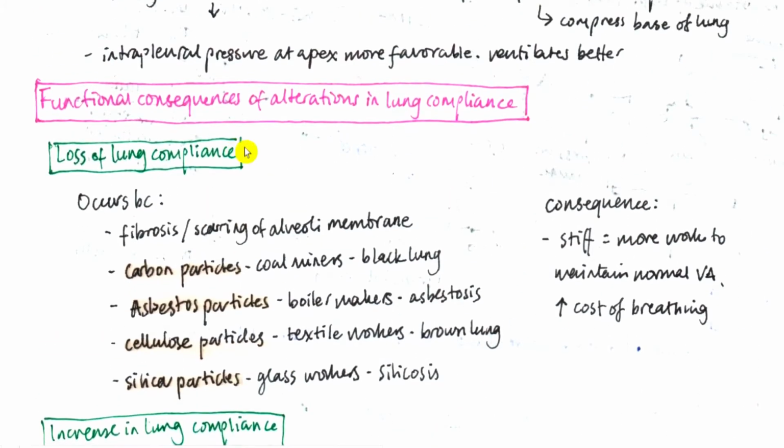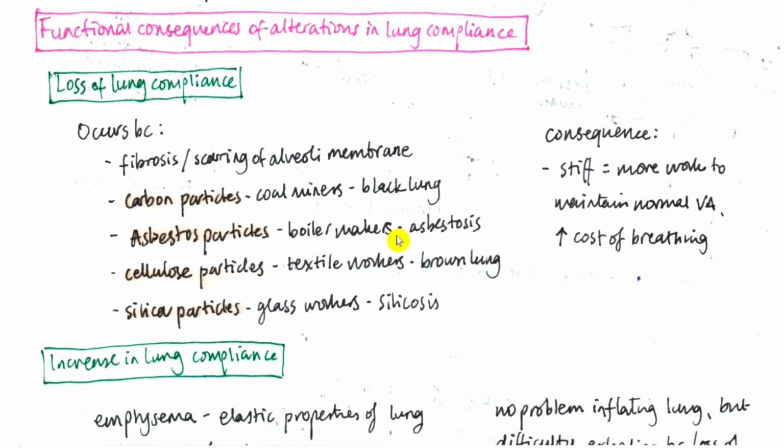Now, there's a lot of functional consequences of alterations in lung compliance, as you can probably imagine. So when we lose our lung compliance, the lung becomes stiffer, and this can occur because of fibrosis or scarring of the alveolar membrane. If someone breathes in carbon particles like coal miners, you can get something called black lung. If you breathe in asbestos particles, which are very dangerous, such as boilermakers, they're in danger of breathing in asbestos particles and getting asbestosis. And this is an occupation-related hazard, so on a death certificate, actually, if someone dies from this, then it has to be reported.